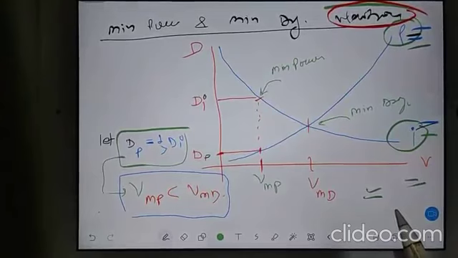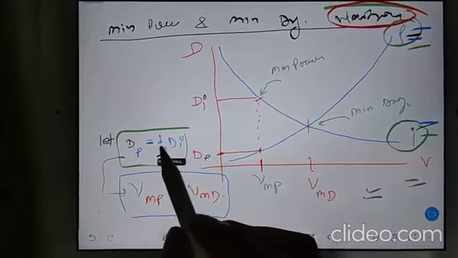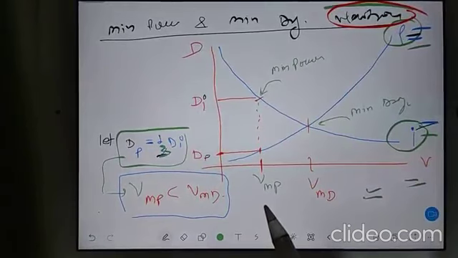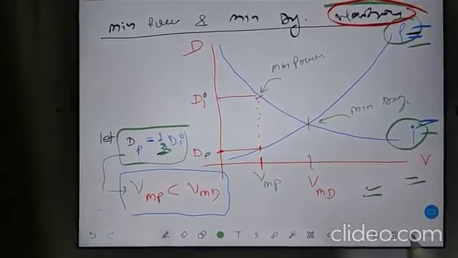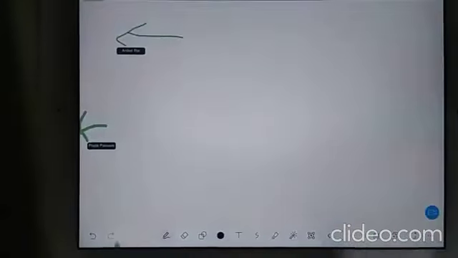Done? Then I will teach you the trick. One by three. Okay. Now I will change the page and see the trick here. First I will teach you the trick, then I will give you a physical feeling of the minimum d by v condition. Okay, I am going back.